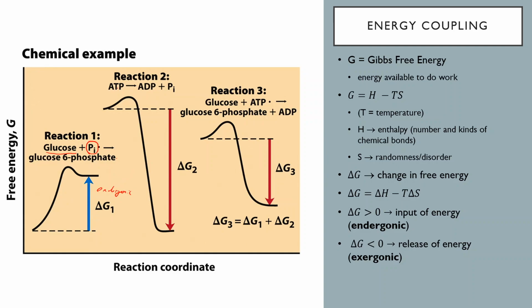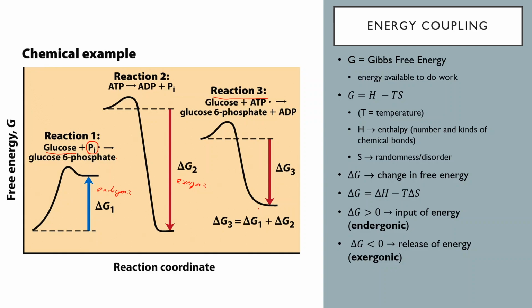So this reaction, again, ATP losing an inorganic phosphate to form ADP, is an exergonic reaction, because the energy state of ATP is higher than the energy state of ADP plus inorganic phosphate. If you can transfer the phosphate from ATP to glucose rather than just adding inorganic phosphate directly, then you are essentially coupling those two reactions together. So the total change in free energy for this reaction, reaction 3, is the sum of the changes in free energy of the other two. So delta G3 equals delta G1 plus delta G2.